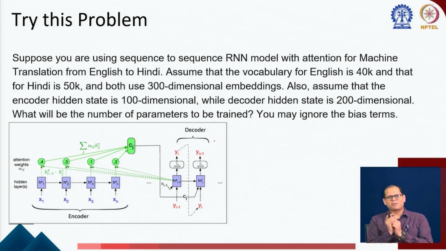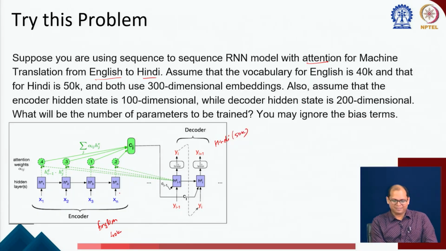Before I talk about decoding, let's try a problem from the last lecture. We talked about sequence to sequence RNNs, and we also introduced the concept of attention. Let's say you are using a sequence to sequence RNN model with attention for machine translation from English to Hindi. That means English will go into the encoder and Hindi will be decoded. Also assume that the vocabulary for English is 40K and that for Hindi is 50K.